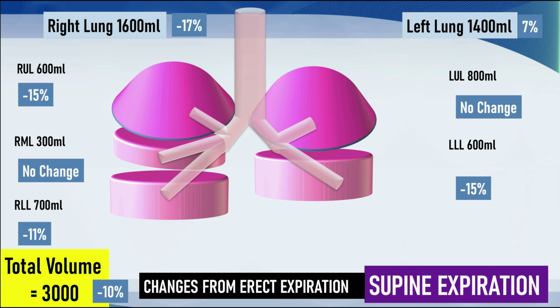So this patient who is lying flat on expiration has remarkably reduced lung volumes, only 3,000 mils, and there's a huge loss of volume again throughout the lungs, but particularly in the lower zones.